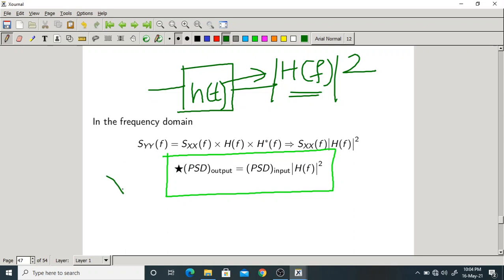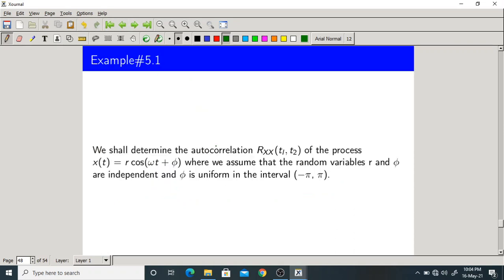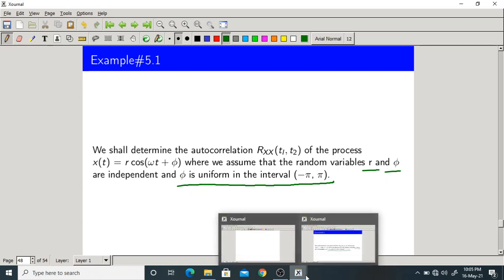So this is very important. Now, let us take a simple example. Determine the ACF of the process x of t equal to r cos(omega t plus phi), where we assume that random variables r and phi are independent and phi is uniform in the interval minus pi to pi. So read the question properly. Let us solve this.